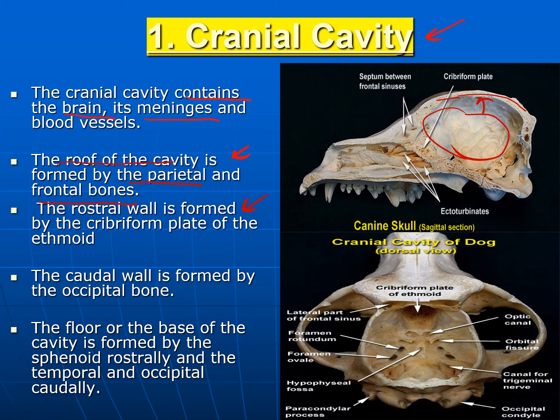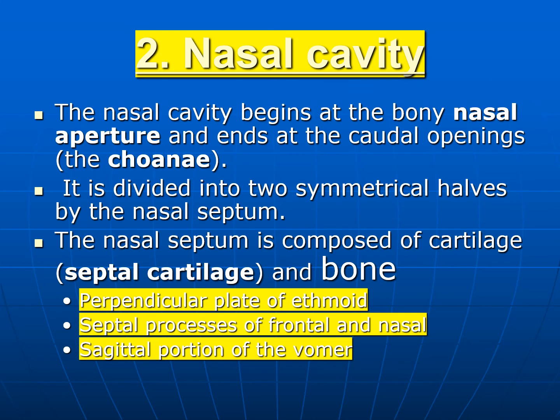Rostrally, which is the area here, it is formed by the cribriform plate of the ethmoid bone. Caudally, we have the occipital bone, and in the floor, if you remember, we have the sphenoid and also the basisphenoid. All of these bones help in the formation of the cranial cavity.